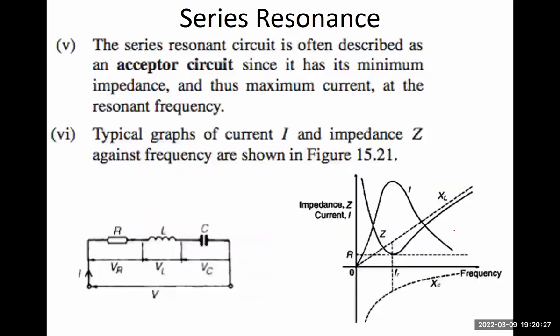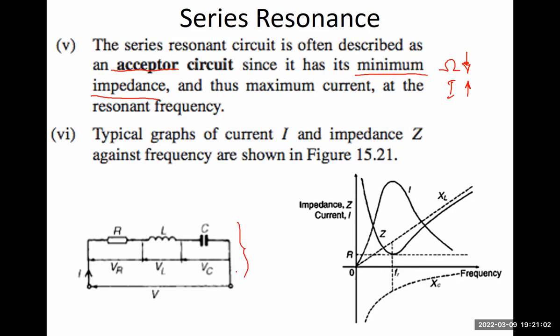Now, the series resonant circuit is often described as an acceptor circuit since it has a minimum impedance. Kaya siya acceptor dahil yung kanyang impedance ay minimum. Ibig sabihin yung kanyang ohmic resistance is very low, kaya your current will tend to be high. Typical graphs of current I and impedance Z against frequency are shown in our figure here.